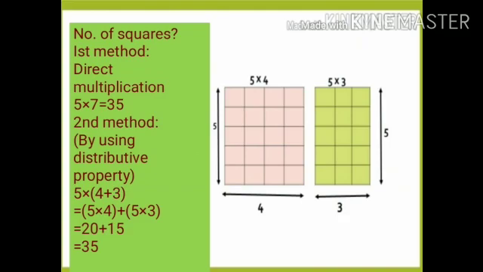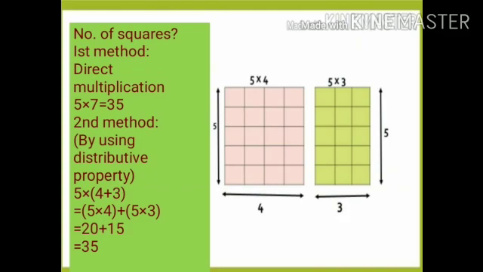Now 5 will remain as it is and 7 we have divided, so it will be 4 plus 3. After completing this step, we will multiply 5 with 4 and 3 both. After multiplying it, we will add the result, means 20 plus 15. Then we will get the answer 35, means total number of squares 35.